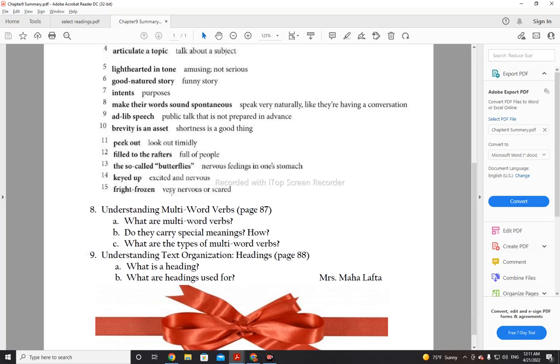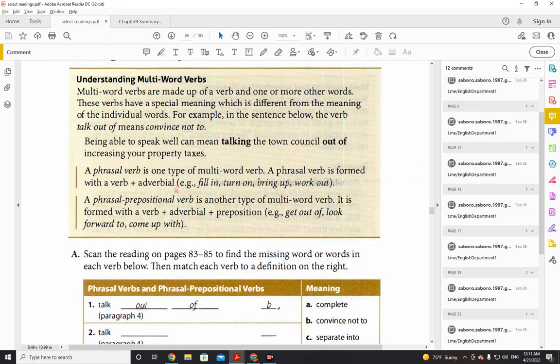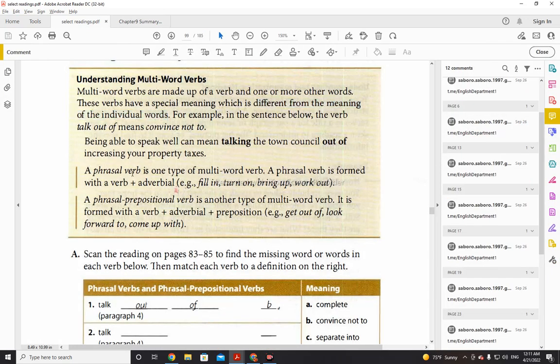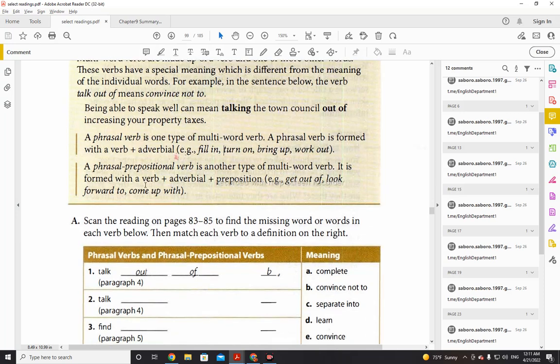All right. Then, do they carry special meaning and how? We said that they carry a special meaning because it's different from the meaning of the individual words. And what are the types of multi-word verbs? A phrasal verb is one type of multi-word verb. A phrasal verb is formed with a verb plus an adverbial. For example, fill in, we have a verb and adverbial in. Turn on or bring up or work out. Another type is a phrasal prepositional verb. It is formed with a verb plus adverbial plus a preposition. So the first one was verb plus adverbial, whereas the second one is verb plus adverbial plus preposition. For example, get out of, or look forward to, or come up with.